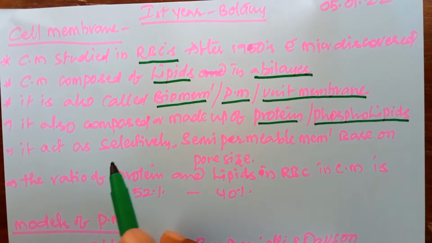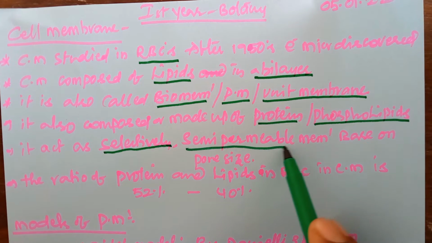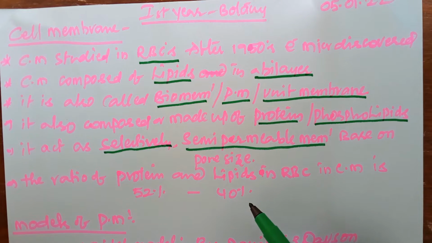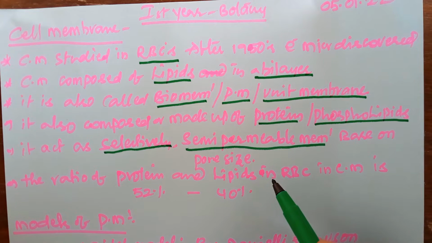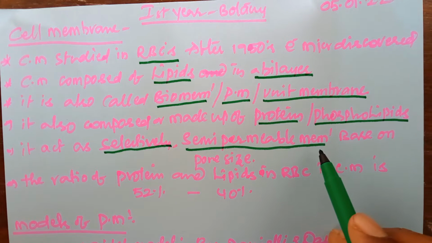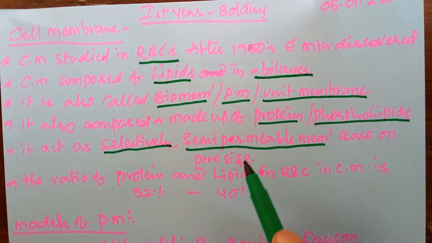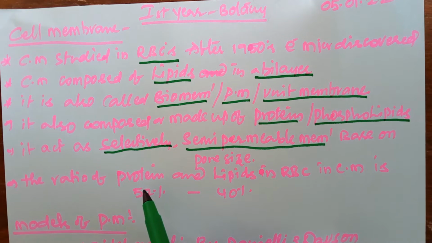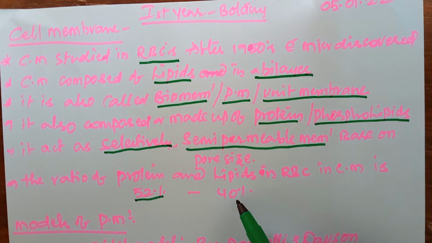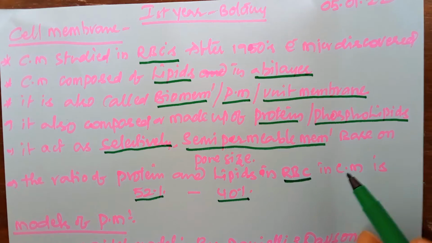The cell membrane acts as a selectively permeable membrane and also a semi-permeable membrane, based on the size of substances present outside of the plasma membrane. The semi-permeable property mainly depends upon the size of the pores in the plasma membrane. As for the ratio of proteins and lipids in the plasma membrane, 52% proteins and 40% lipids are present. This is found in RBCs.